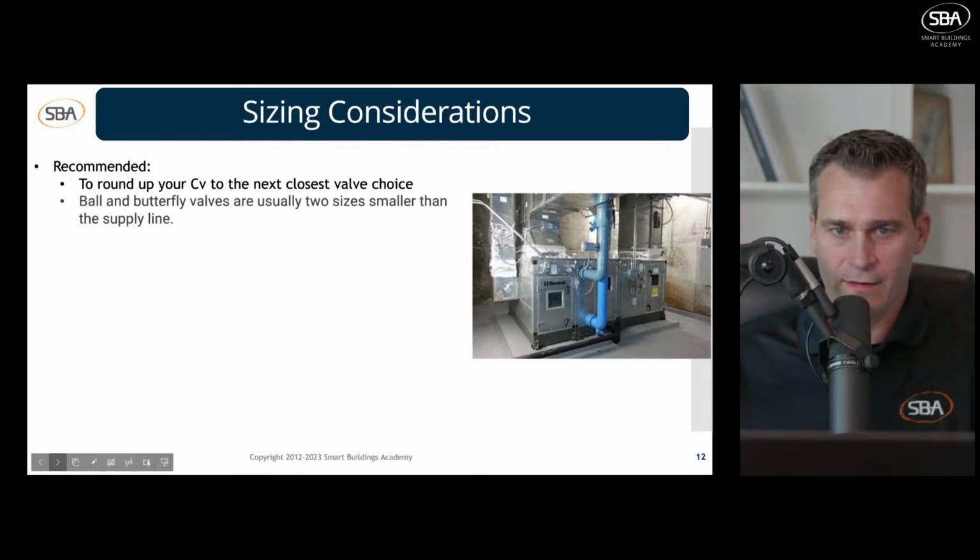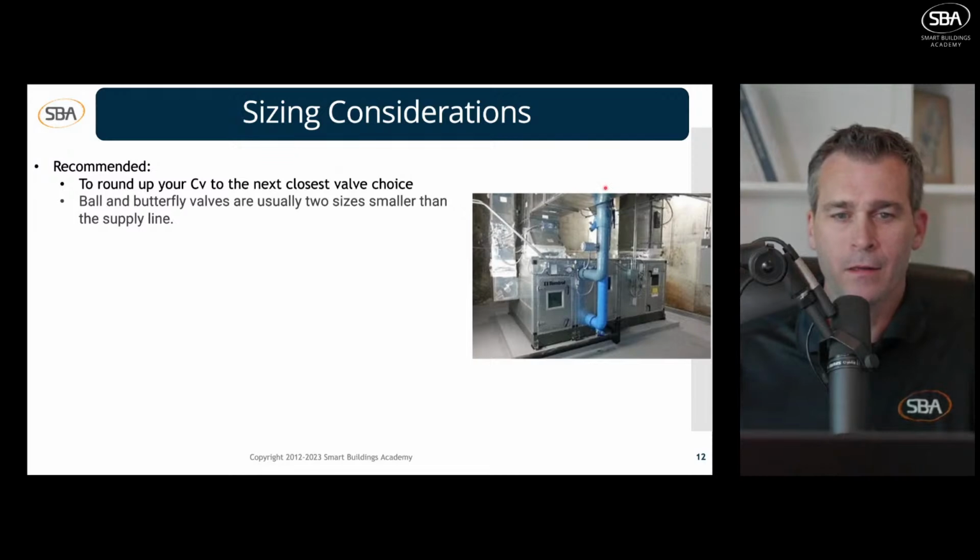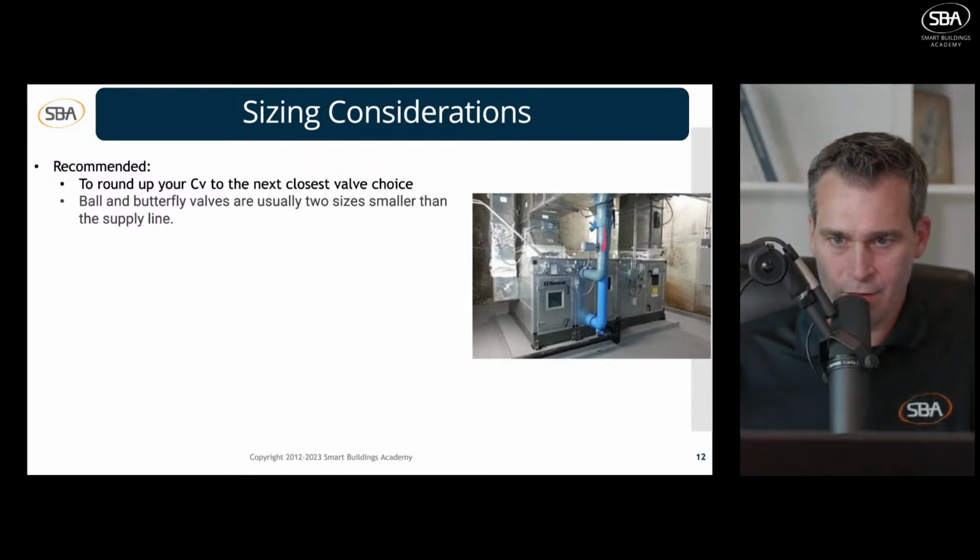Butterfly and ball valves are usually two sizes smaller than the supply line coming in. So usually, if this is the supply line coming in from the chilled water plant or the hot water plant, this is the chilled water plant because it's blue probably, that's usually going to be two sizes smaller than the supply line. So if this is a 4-inch line, usually that would be like a 2-inch valve somewhat. Okay, that's kind of a rule of thumb.